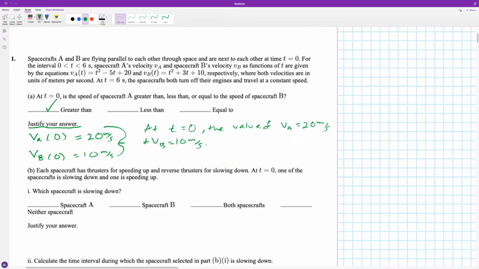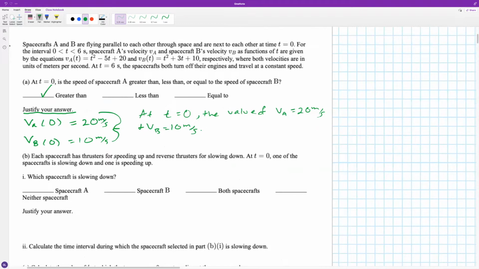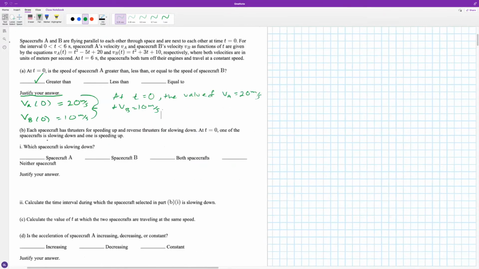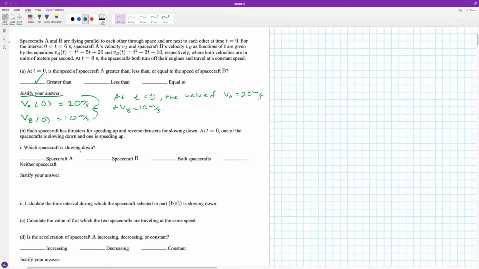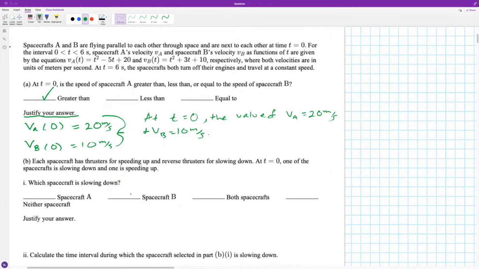Let's go ahead and look at the next portion of the question. Each spacecraft fires its thrusters for speeding up and reverse thrusters for slowing down. At time t equals 0, one of the spacecrafts is slowing down and the other is speeding up. Which spacecraft is slowing down and which one is speeding up? So again, we need to do some functional analysis here.